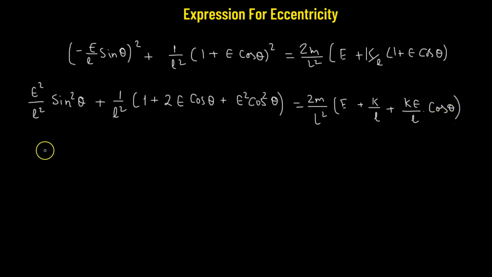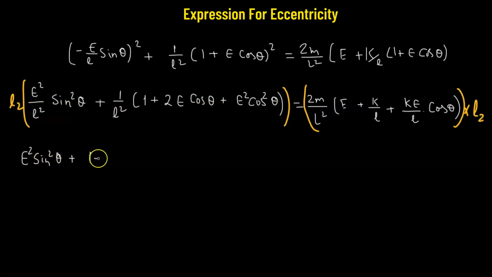Fine. Now what we're going to do is multiply throughout with L squared. So we'll take L squared and multiply throughout with it. So this will get multiplied to L squared. And this is going to give us epsilon squared sine squared theta plus 1 plus 2 epsilon cosine theta plus epsilon squared cosine squared theta.